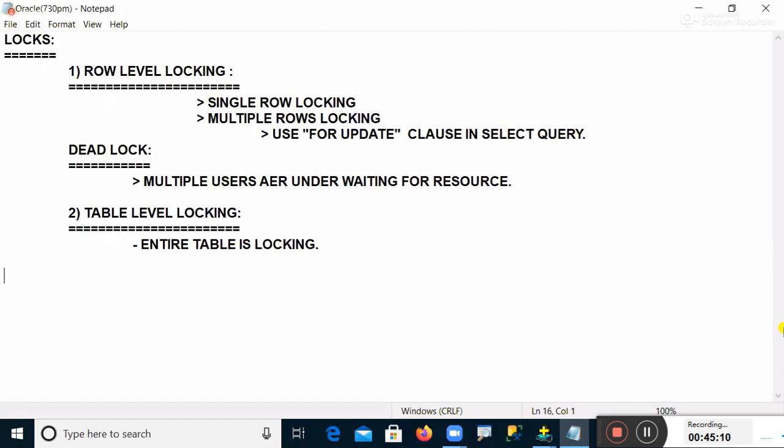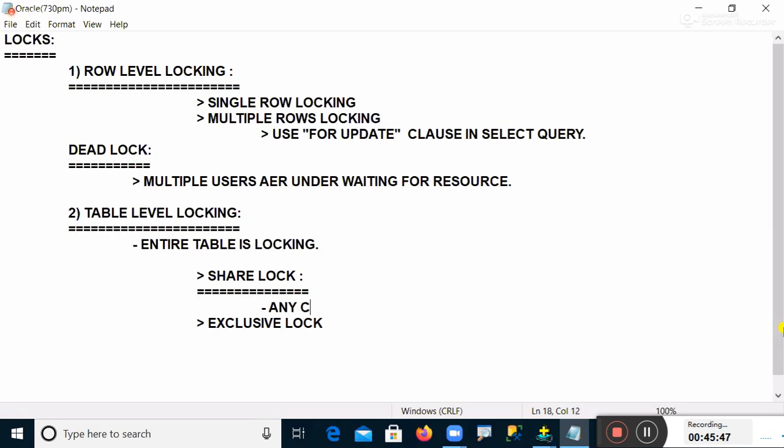In table level locking also, there are two types of locks. One is called a share lock, and the second one is called an exclusive lock. So there are two locks, share lock and exclusive lock. What is a share lock and what is an exclusive lock? Here also I will explain simply, easy to understand.